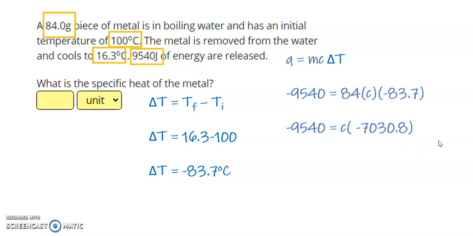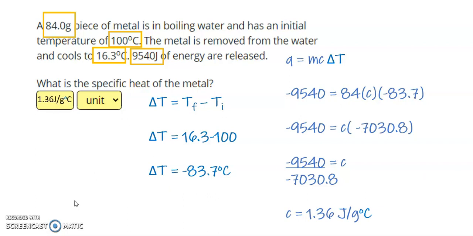To get C by itself, divide both sides by this number right here. Punch that in your calculator, and you'll see that the specific heat is 1.36 joules per gram degree Celsius. And then you can plug that up here, and you're all done.